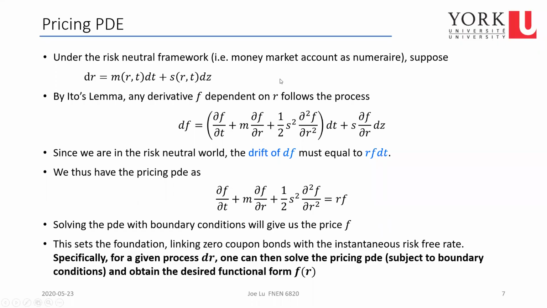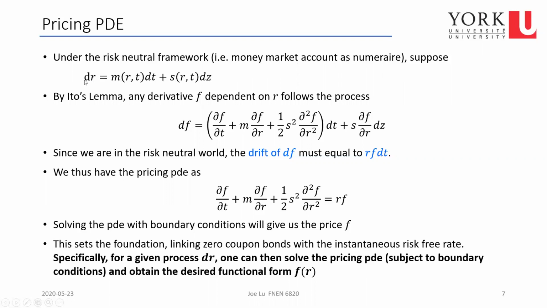Let's now take a look at the pricing PDE for interest rate derivatives. So basically, we're looking at what is the fundamental pricing partial differential equation for a financial asset that depends on interest rate. So let's say we have an interest rate process, and this interest rate process is in the risk neutral world, meaning that, say, we use the money market account as numeraire. So suppose in that particular world that the interest rate follows this particular process here, okay?